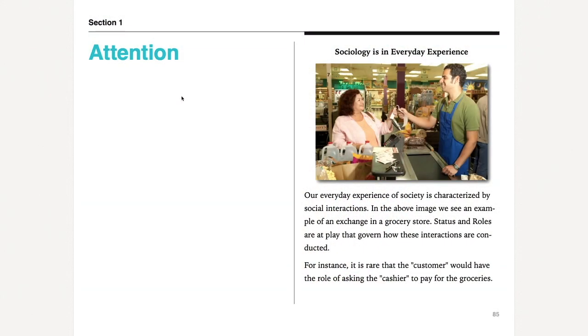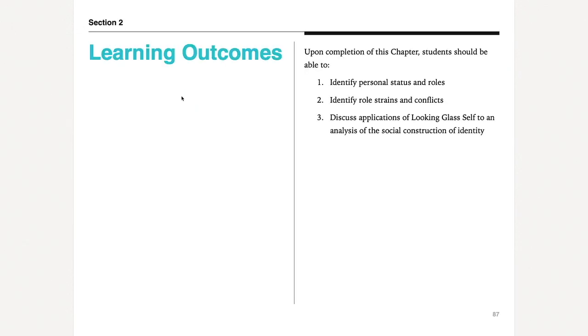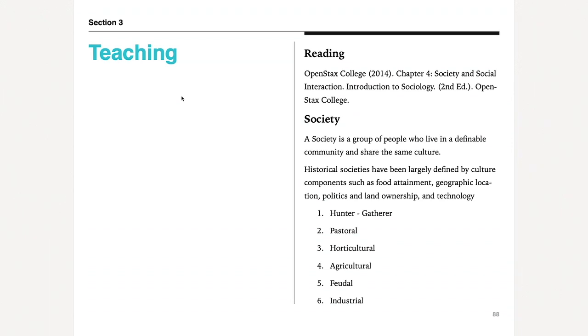Okay, so here we have sociology and everyday experience. We're going to be talking about personal status and roles, because we have lots of them, role strain and conflict, and we're going to discuss one of my favorite topics in all of social sciences, which is looking glass self, and how that helps us construct our social identity. So off we go.